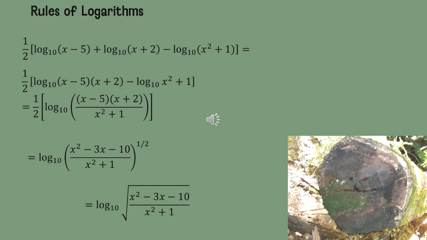And a 1/2 power is equivalent to a square root. So the long drawn out expression that I had at the beginning is equivalent to log base 10 of the square root of x squared minus 3x minus 10 in the numerator, my x squared plus 1 in the denominator. And again, written in that final form, it is a little tighter. You can kind of see a little more crisply all that you were dealing with compared to the original expression that we had.